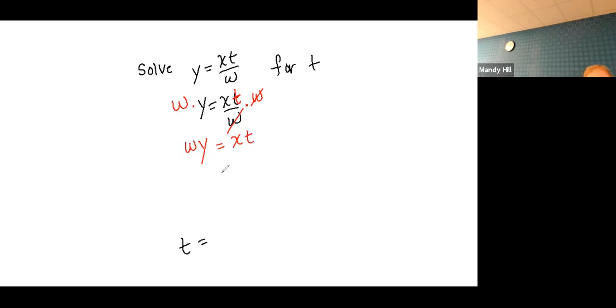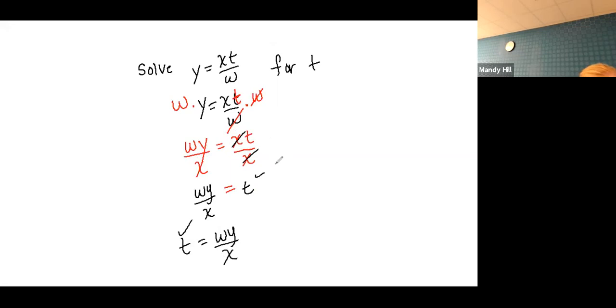xt, that looks familiar because that was one of our original equations from last time. But I need to get t by itself, so I need to get rid of x. It's x times t, so we would do the opposite of multiplying. We would need to divide by x. So this x is going to cancel out with this, and we would get t is equal to wy over x. And we got what we needed, t equals.